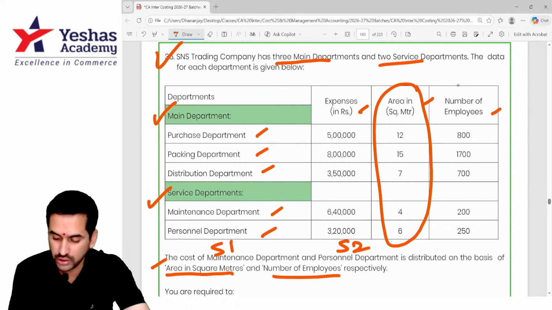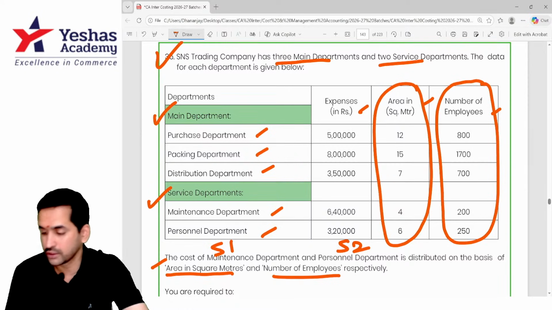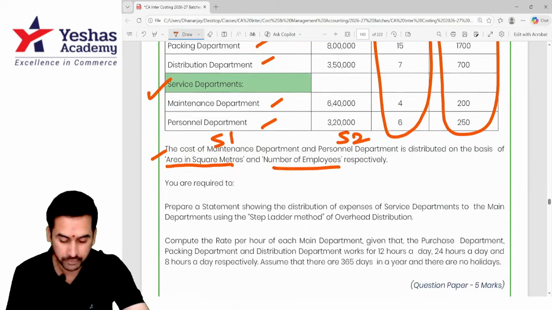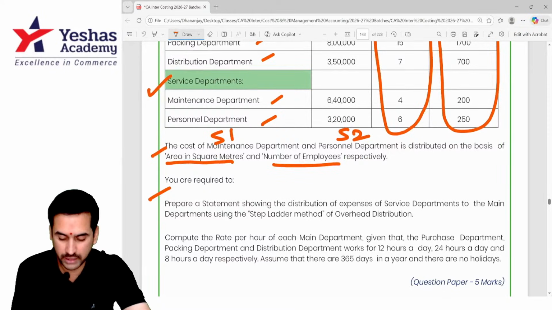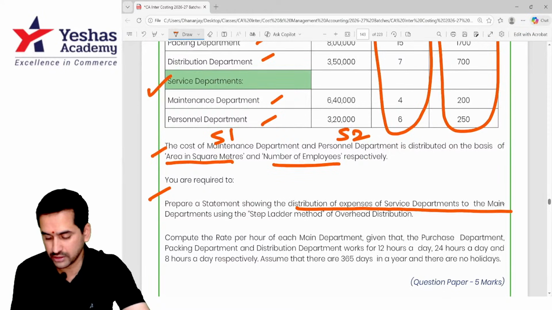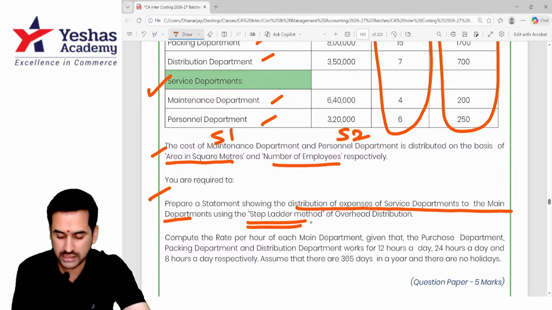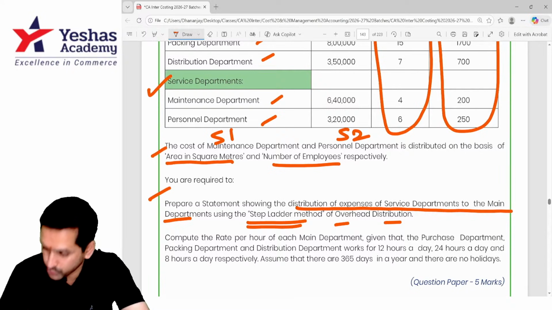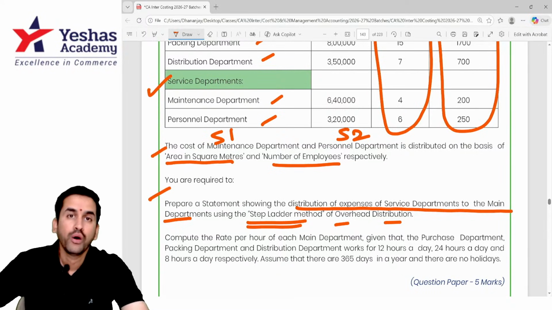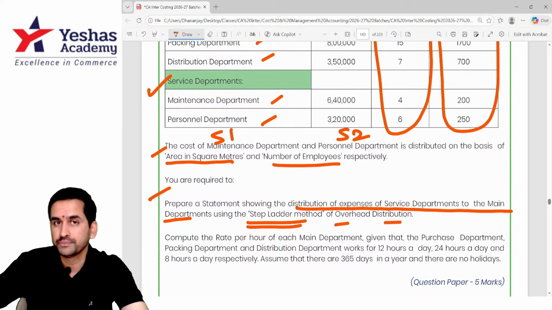Sir, this ratio, number of employees, this ratio, correct. You are required to prepare a statement showing distribution of expenses of service departments to the main departments using step ladder method of overhead distribution. Remember, what was step ladder method of overhead distribution?